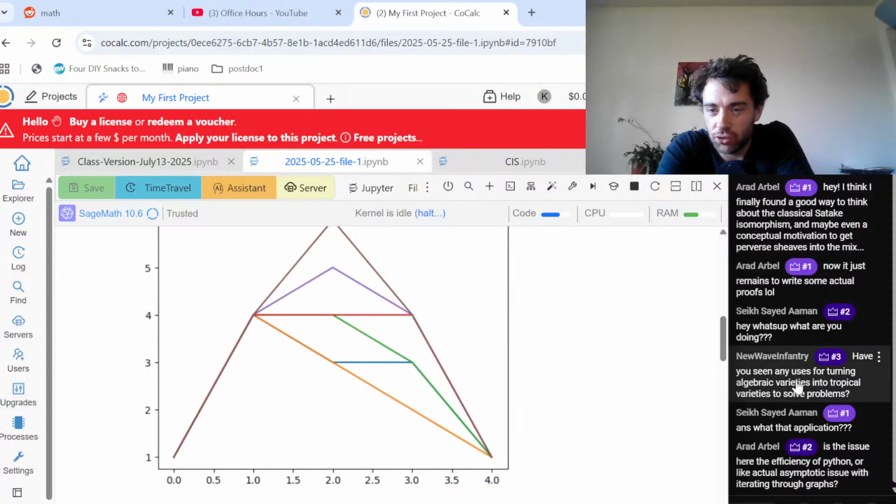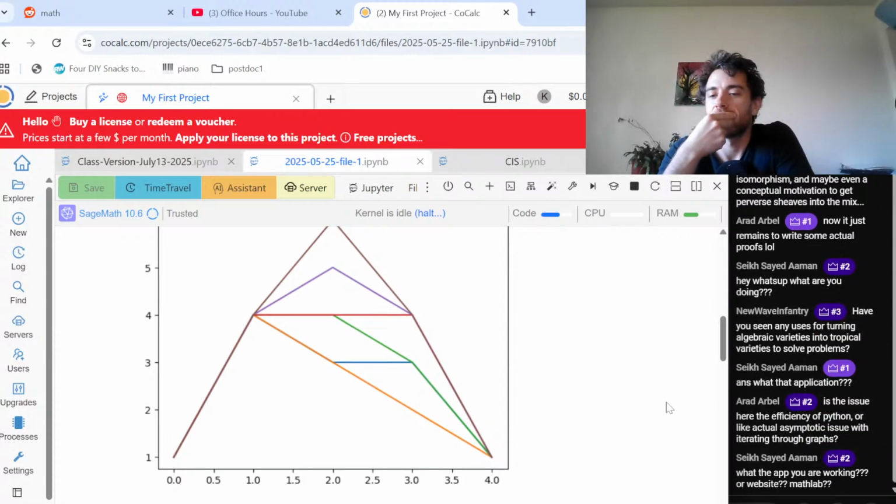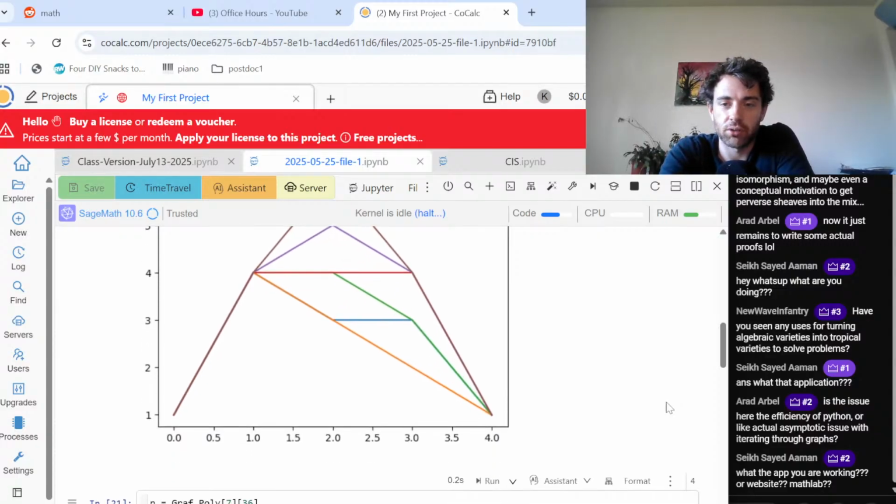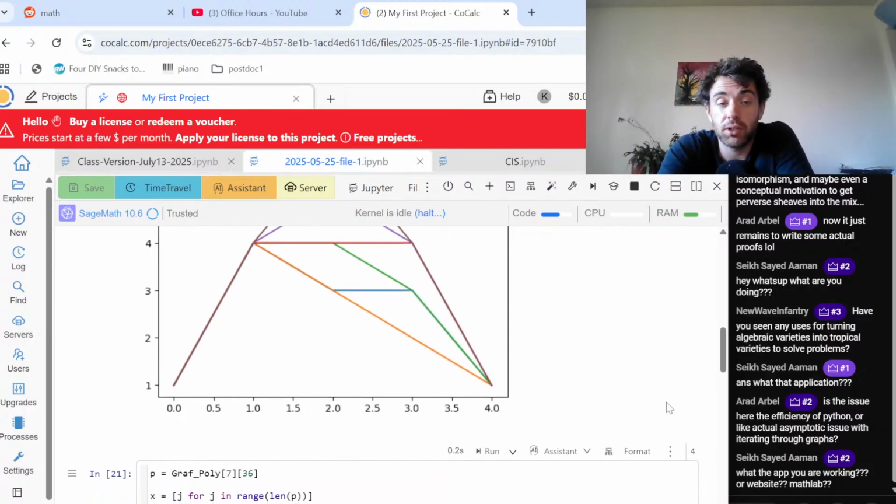Have I seen any uses for turning algebraic varieties into tropical varieties to solve problems? No, other than the fact that I'm vaguely aware of the existence of tropical geometry. No, I haven't personally. I don't know exactly how it works, but I'd be interested to learn.